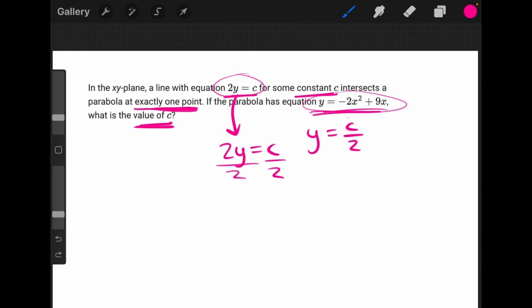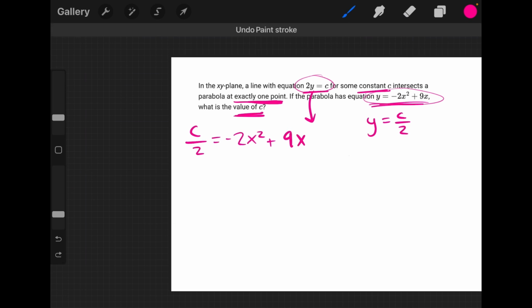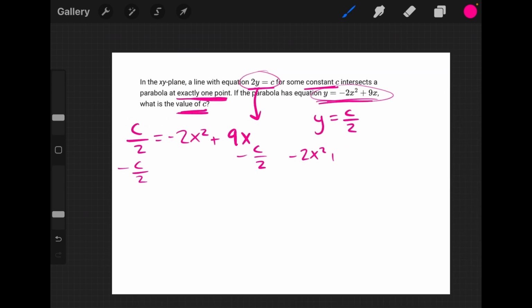So what I can do now is set these as equal to each other. So I will be doing c over 2 is equal to negative 2x squared plus 9x. So now what I can do here is bring the c over 2 over to the other side. So now I have negative 2x squared plus 9x minus c over 2 is equal to 0.